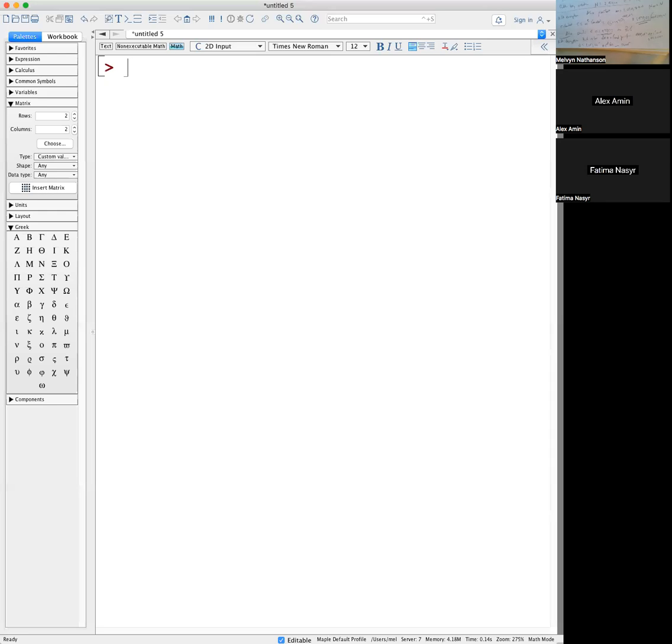Let me try something here. Let me see if I can share my screen with Maple. So if you've taken calculus at Lehman and you were lucky enough to learn Maple, that's good. So you should be seeing this Maple window.